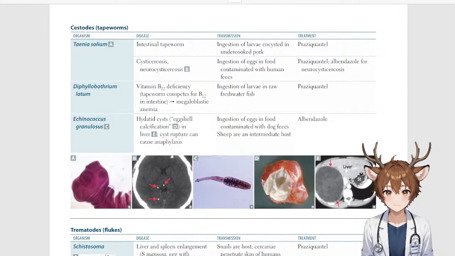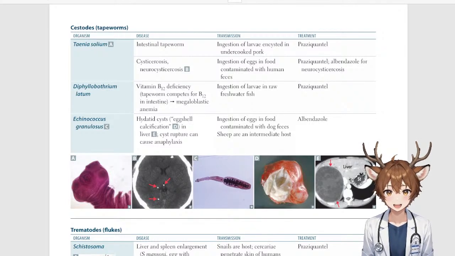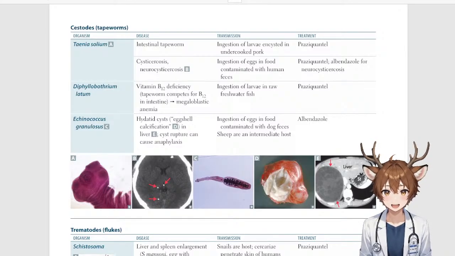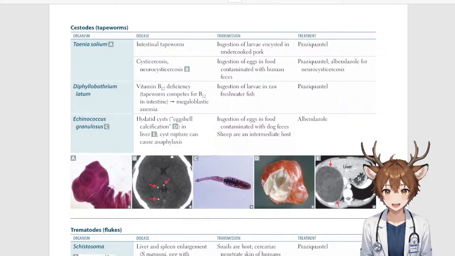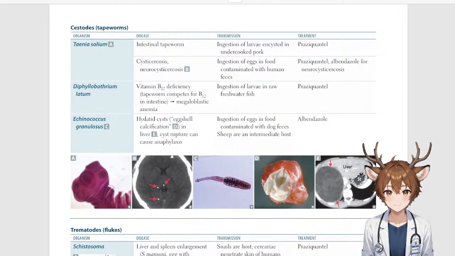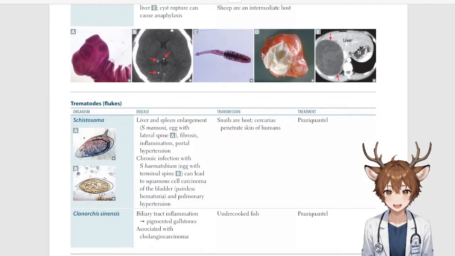What about Echinococcus granulosus? It causes a hydatid cyst, eggshell calcification, most commonly in liver and lungs. Cyst rupture can cause anaphylaxis. It's transmitted by ingestion of eggs in food contaminated with dog feces. Sheep are the intermediate host. So yeah, you will find them in sheep, but the real desired host for this species is going to be canines. How do you treat it? Albendazole, surgery for complicated cysts. So there's all the little pictures for you.